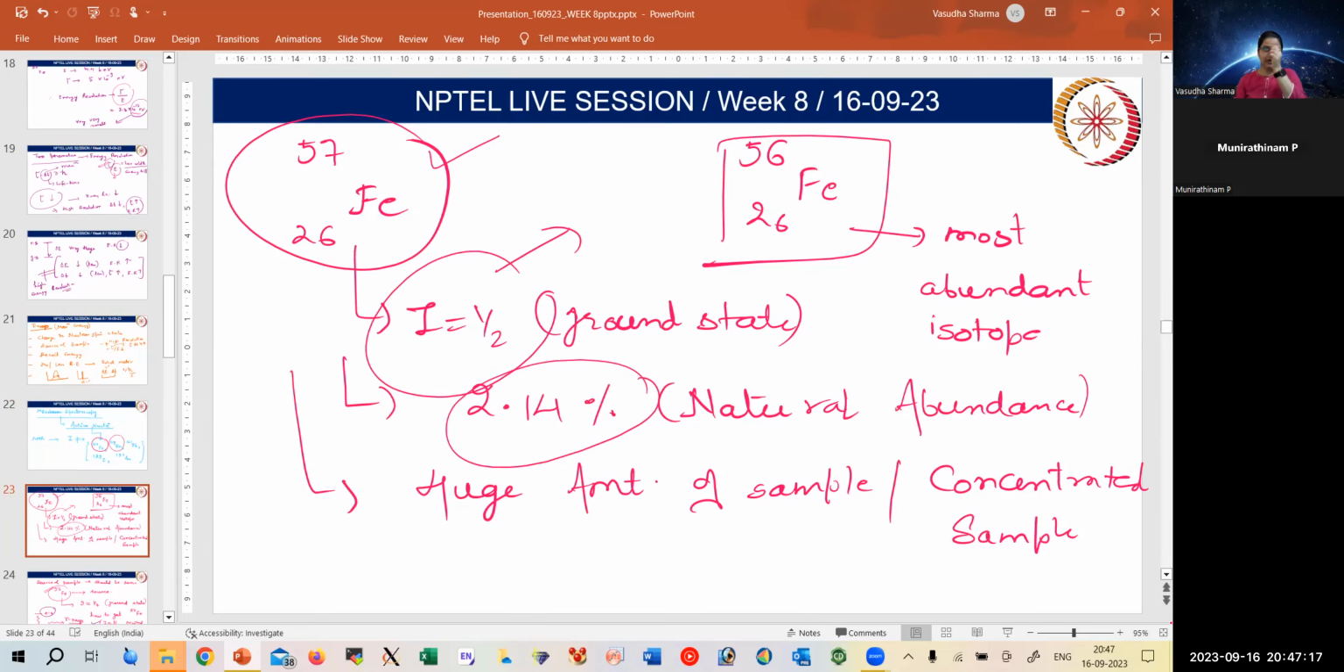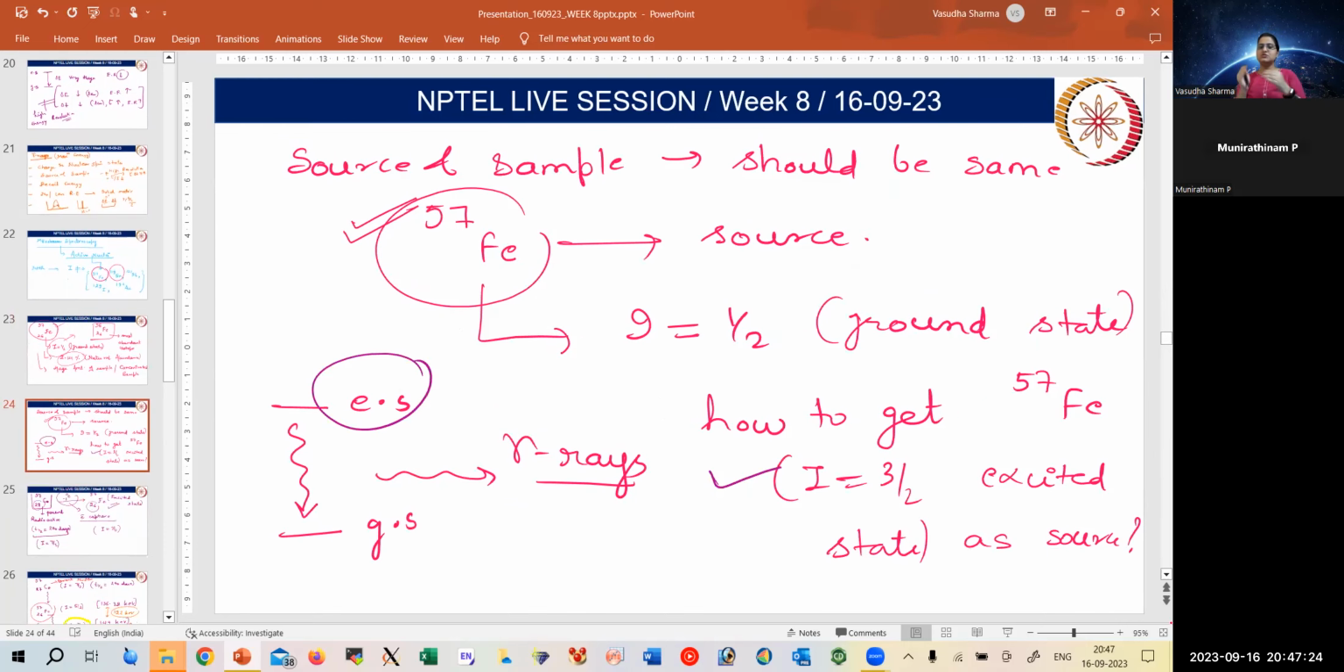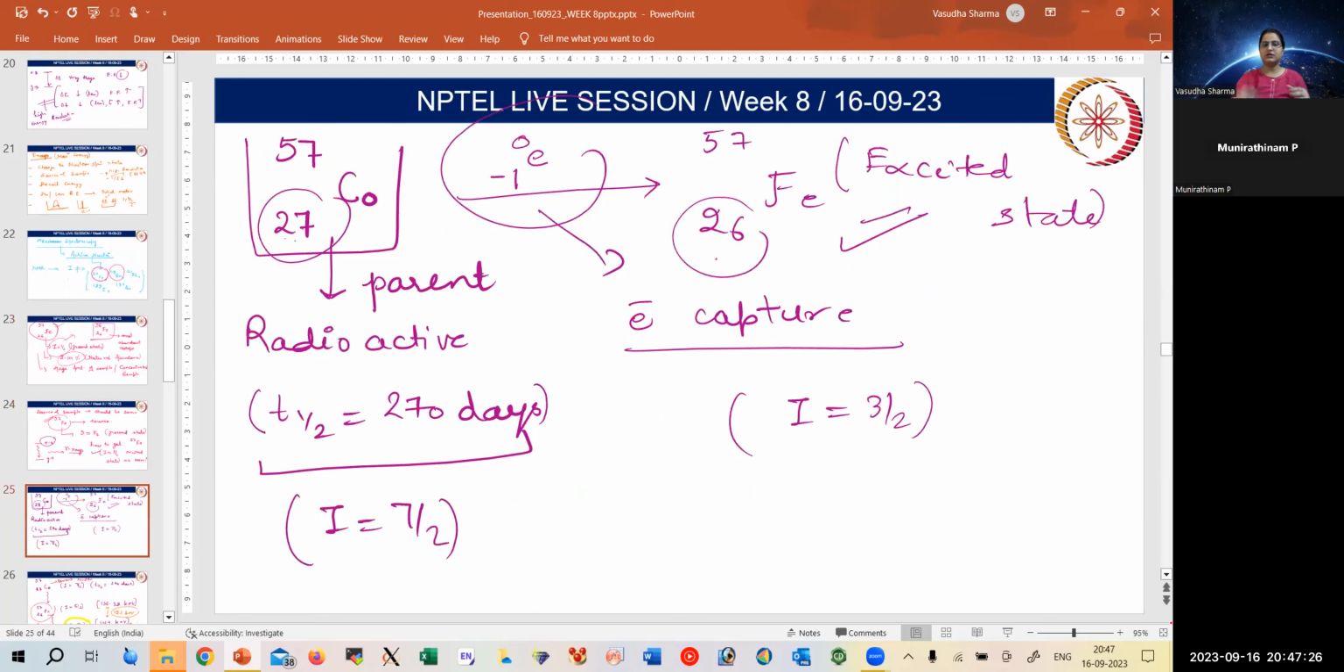So how do we get iron-57 in an excited state to use as a source? We change the source from this iron to cobalt. We take a radioactive cobalt-57, which is already in an excited state. With the passage of time, it slowly converts to iron-57 by capturing an electron. If it captures an electron, there would only be a decrease in electron count, but the mass number would be the same. So we have this iron-57.